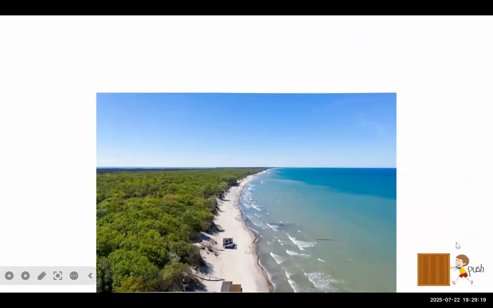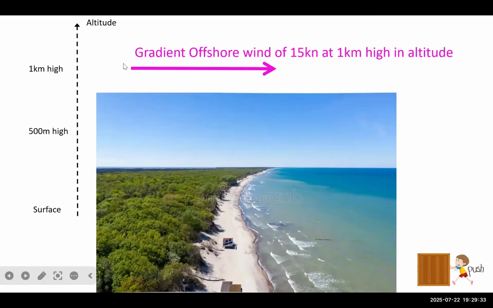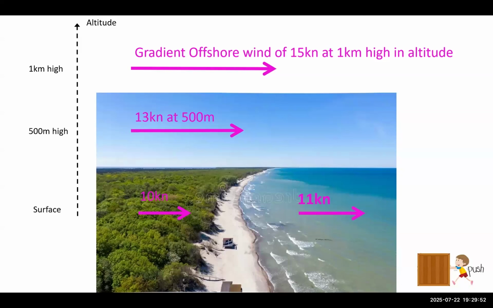Okay, so let's talk about the friction. So here is a straight coastline, and I put here an altitude scale, okay, at the surface and at the top of the sea breeze. And let's assume we have in the morning a gradient offshore wind of 50 knots at 1 kilometer high. Then, of course, it's going to be a bit slower, 13 knots. But at the surface, it's going to be offshore, 10 knots. What's interesting is over the water, it will be a bit faster. I'm putting here 11 knots.